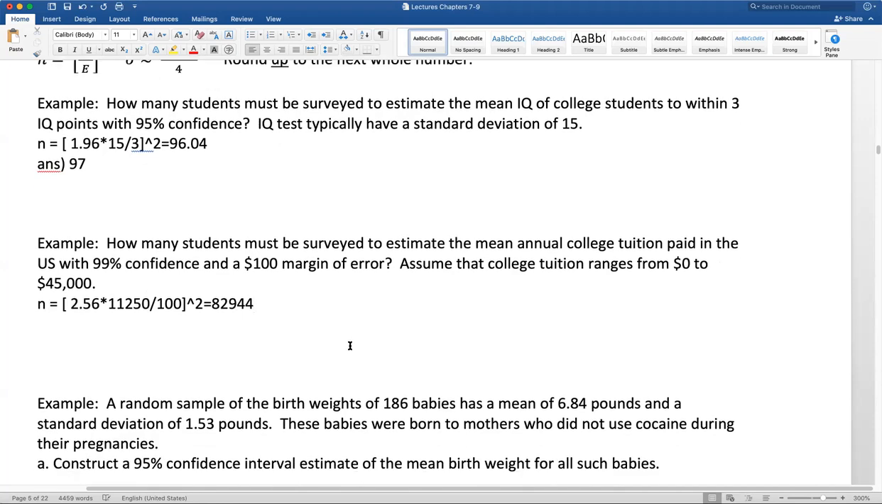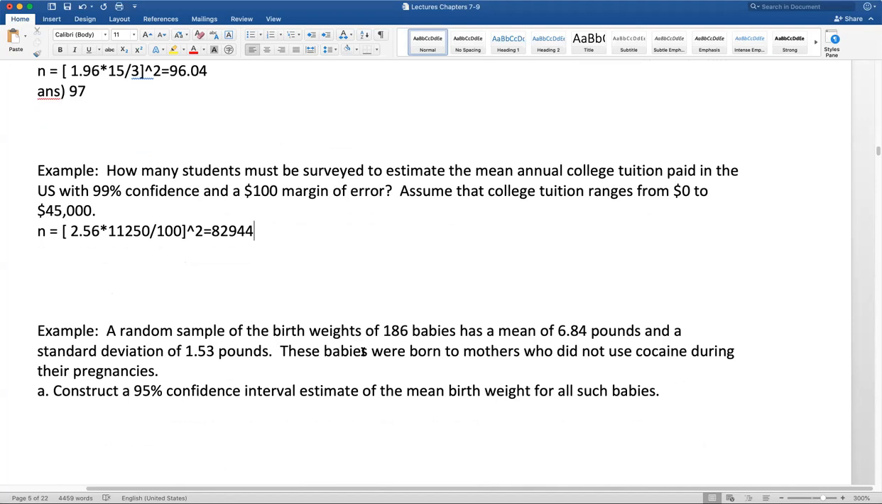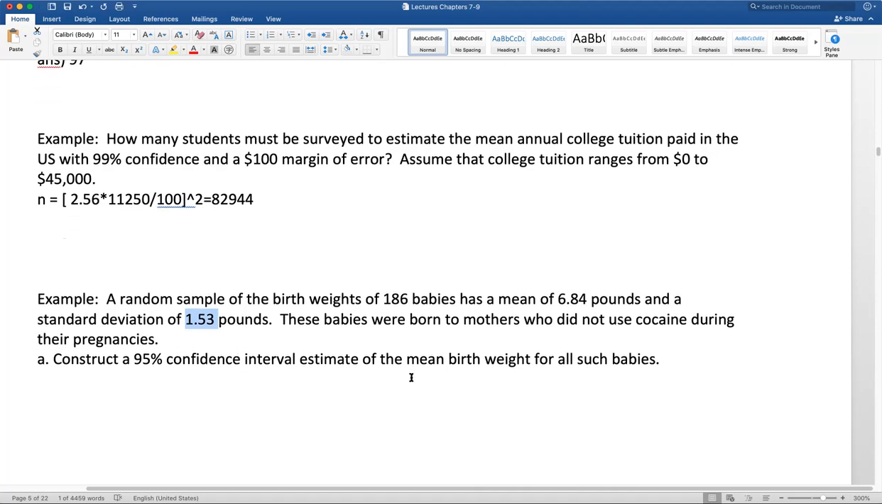Okay. So let's say next example. A random sample of the birth weights of 186 babies has a mean of 6.84. So the sample size is 186, and the sample mean is 6.84 pounds. The sample standard deviation s is 1.53. And these babies were born to mothers who did not use cocaine during their pregnancies. So construct a 95% confidence interval estimate of the mean birth weight for all such babies.